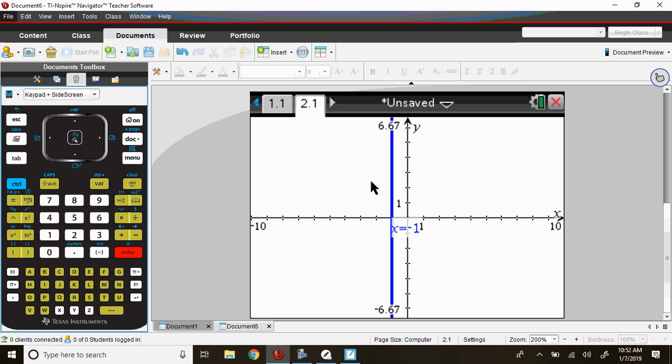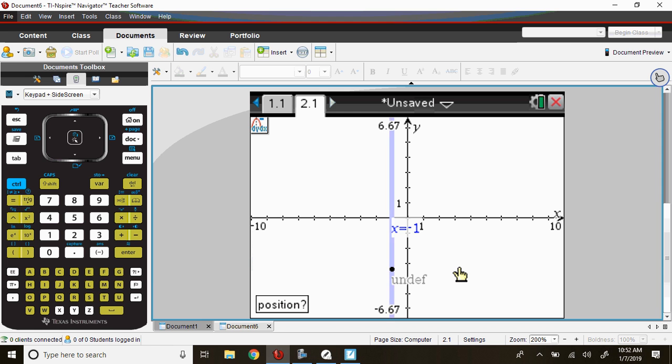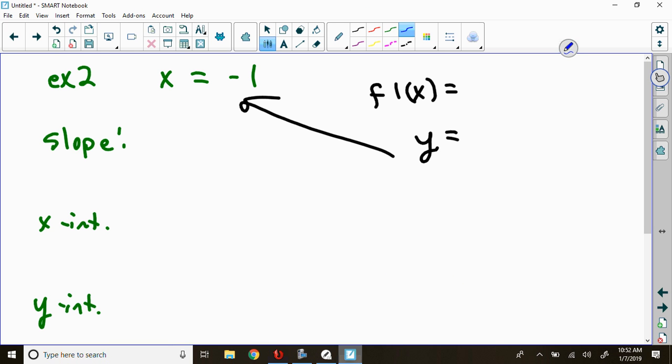There it is. It graphs it for us. Slope, that's the dy dx. Hit menu, analyze graph, dy dx. Oh, look at that. It's undef. Should have known that, but it is undef because it's a vertical line.